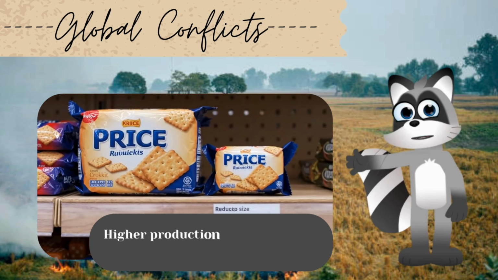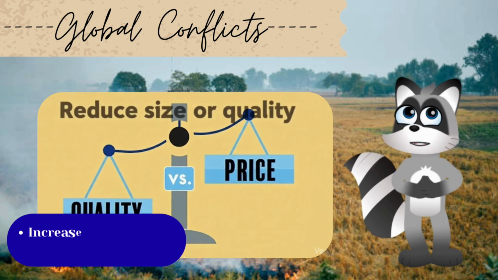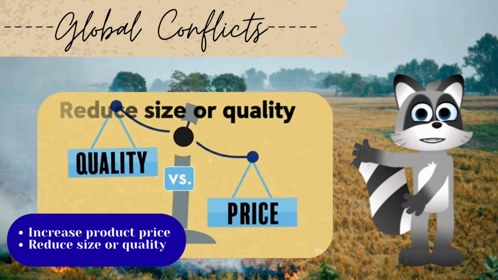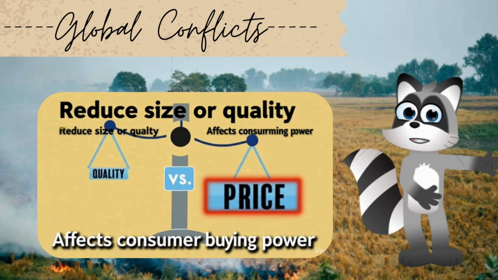When wheat prices go up, the production cost of biscuit crackers also increases. As a result, companies may raise prices or reduce the size and quality of their product to keep their profit. In the future, this can affect product price and consumer buying power.